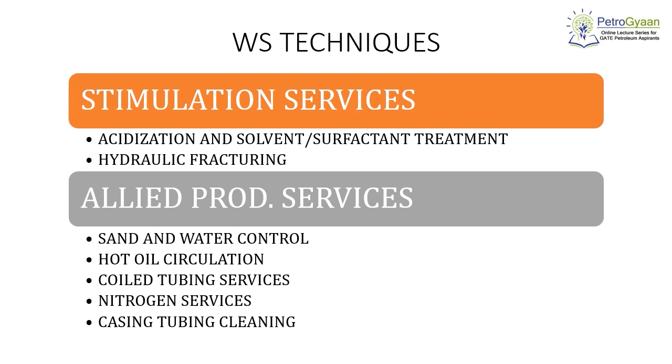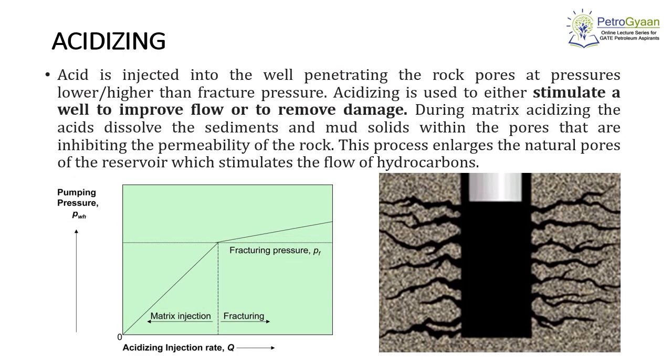In stimulation services we have two major services, acidization and hydraulic fracturing. In allied production services we have sand and water control, water oil circulation, coil tubing services, nitrogen services, and casing tubing cleaning. Acidizing is used either to stimulate a well to improve flow or to remove damage. If you inject acid at pressure below the fracturing pressure, this is called matrix injection, and if you inject the acid above the fracturing pressure, it is called acid fracturing.